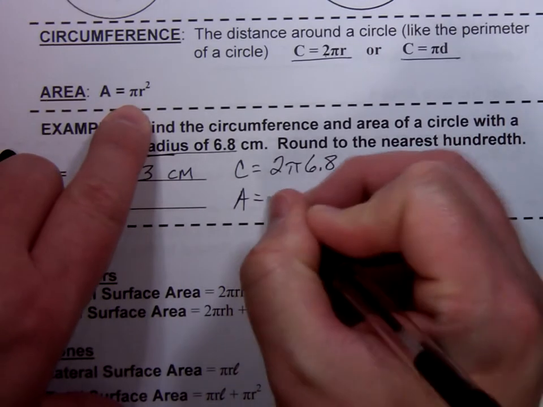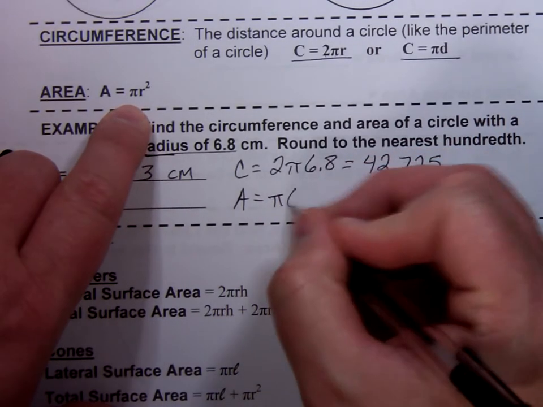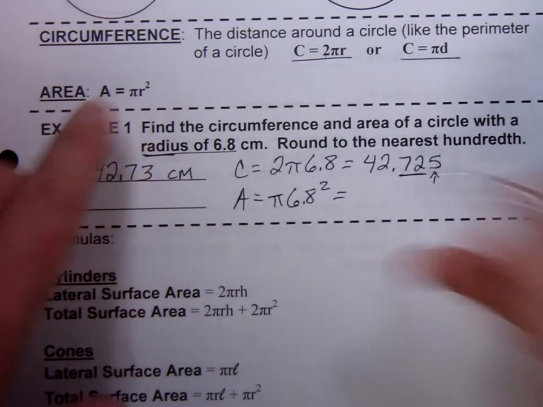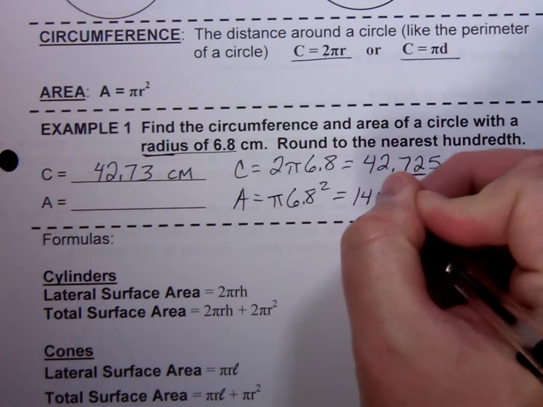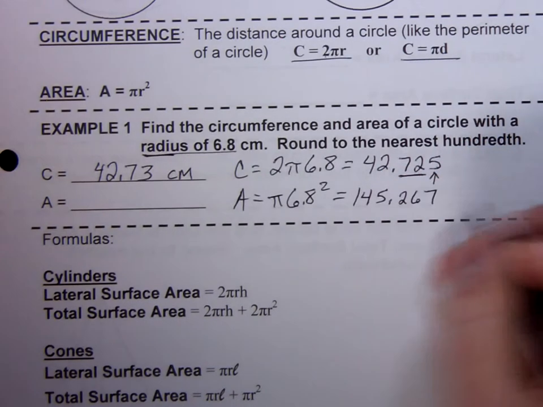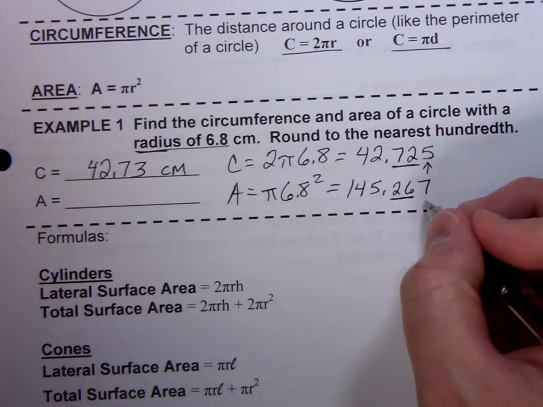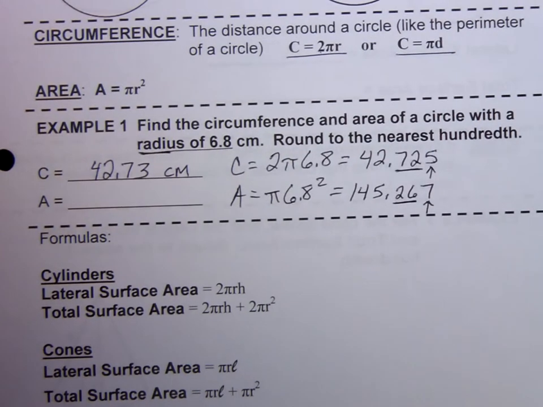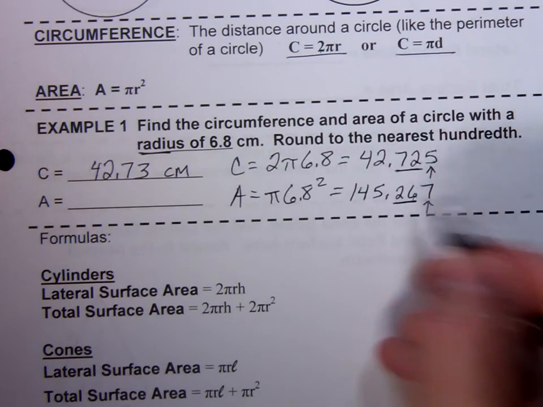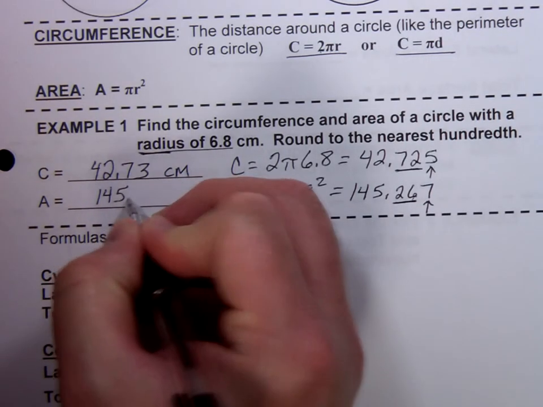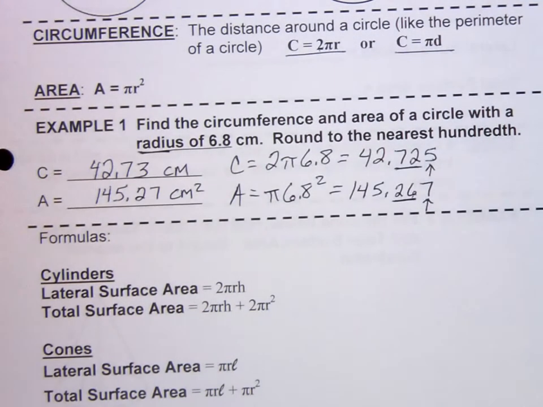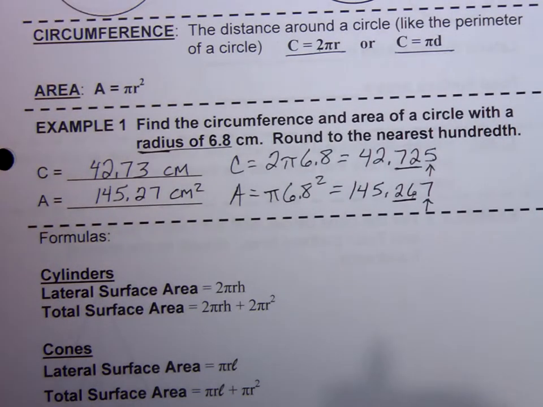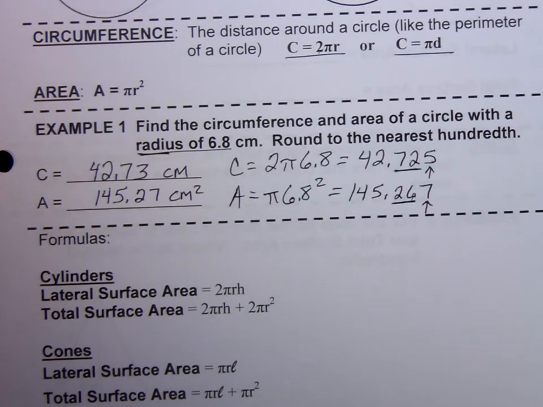Area, the formula is pi times radius squared, and the radius was 6.8. So I'm just typing that in the calculator. Pi times 6.8 squared equals 145.267. Again, I'm rounding to the nearest hundredth. I'm keeping 2 numbers after the decimal point. I look to that third number. It's big enough to round up, so the last number I'm keeping needs to increase by 1. And area is a 2-dimensional measurement. It is always units squared, so in this case, centimeters squared.